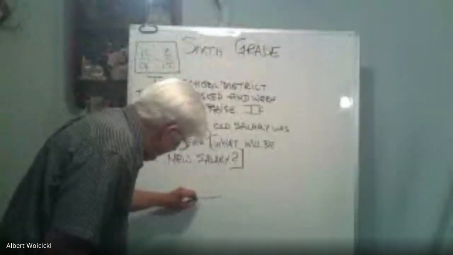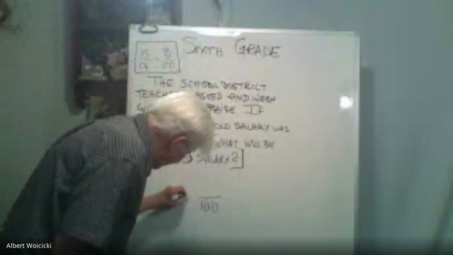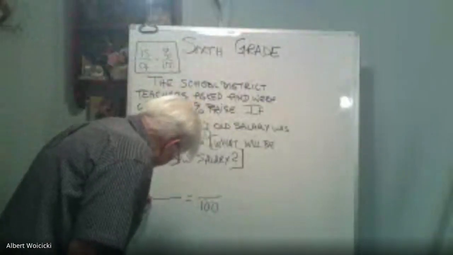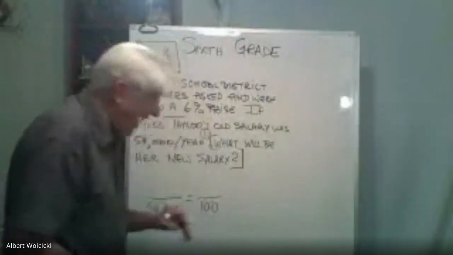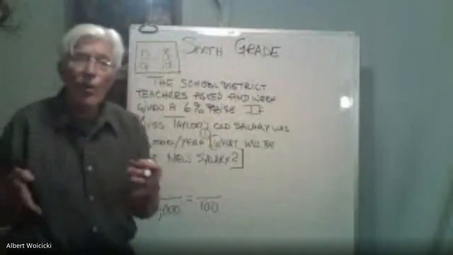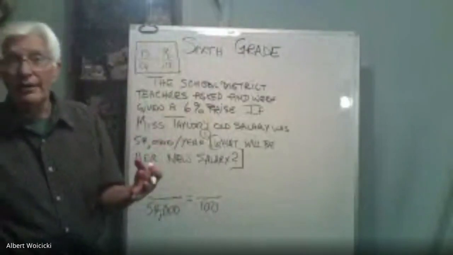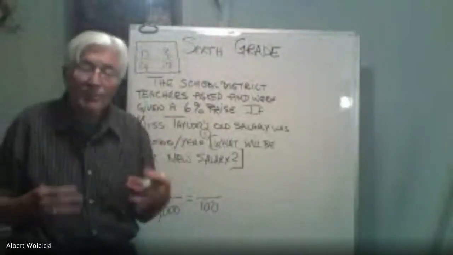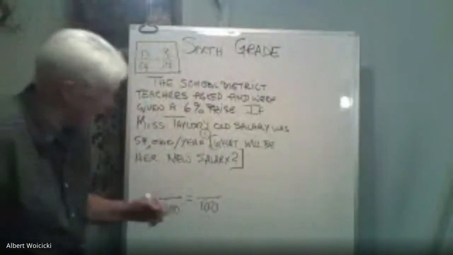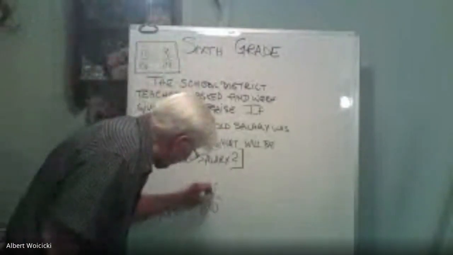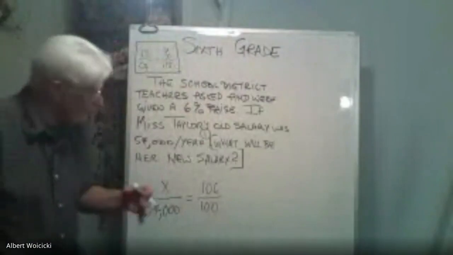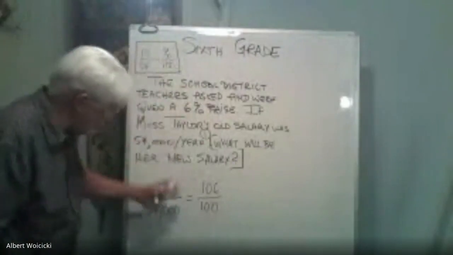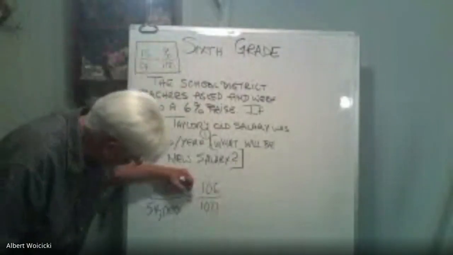So we know that 100% is $54,000 because that's what her salary was. And that was 100%. We need to know what's going to be when they add 6%. So what's 106% going to be when we're all done? So we just use this little formula here to create this little tiny equation.